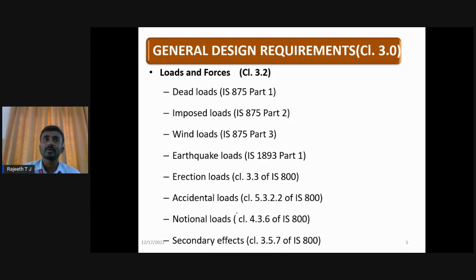Accidental loads, which may occur during erection of the steel structures, we need to take according to clause 5.3.2.2 of IS 800 2007, the latest version of the code, and notional loads according to clause 4.3.6, which are extra loads we need to consider particularly in case of steel structures, not in case of RC structures. For secondary effects, we go for clause 3.5.7 of IS 800. So these are the loads we need to consider for design of steel structures.